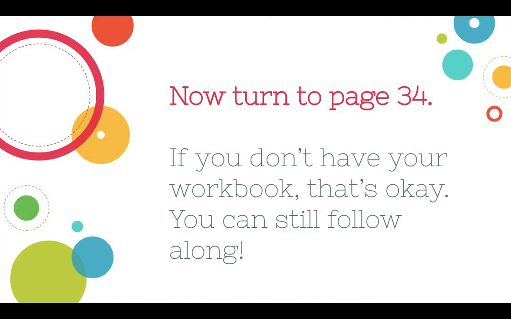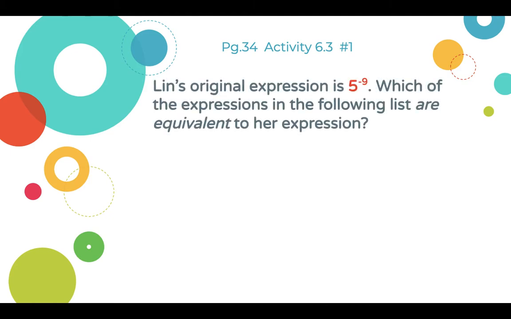All right, so now turn to page 34. If you don't have it, once again, it's okay. You can just follow along. On page 34, activity 6.3, number 1. This is what it says. Lynn's original expression is 5 to the negative 9th. Which of the expressions in the following list are equivalent to her expression? So let's think of the word equivalent. That means it comes up with the same solution. Same answer.